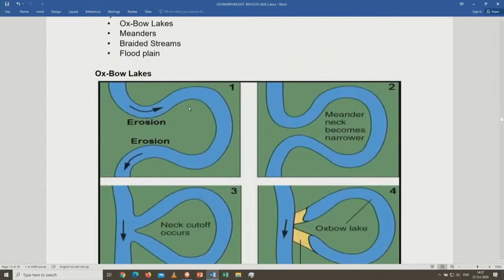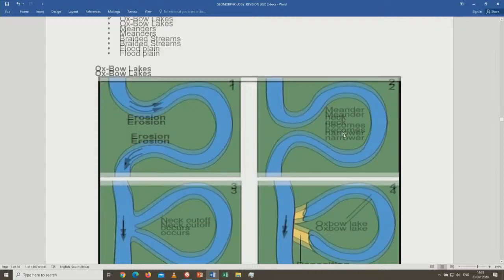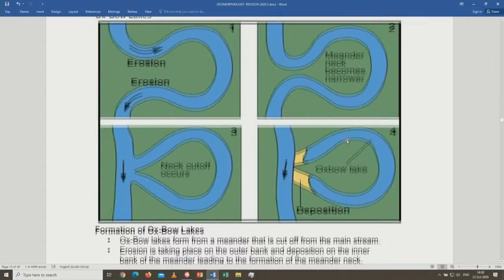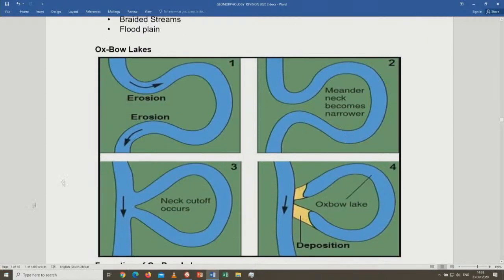And then if you look over here, step number 1, the erosion is taking place. And then step number 2, the meander neck becomes narrow. And then step number 3, neck cut off occurs, and then the oxbow lake develops over there. So if you look at this one, I can demonstrate this one for the oxbow lake. Let's look at that one for the oxbow lake.